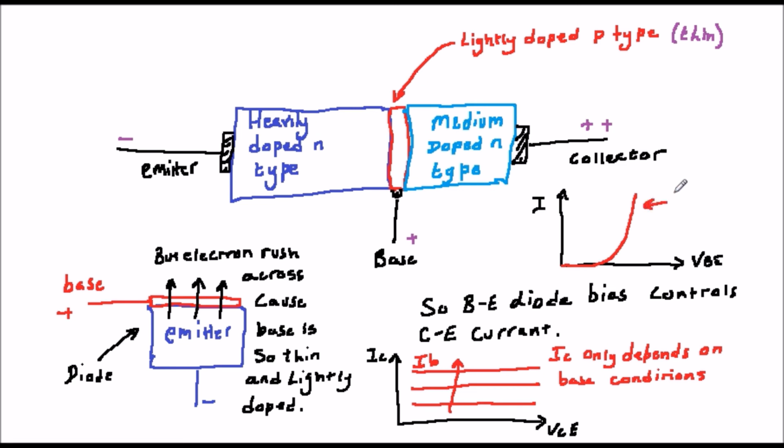And finally, we can see now why the graph of IC versus the base-emitter voltage is non-linear. This is simply because it is a graph of a diode, the base-emitter trick diode, which causes the transistor action in the first place.